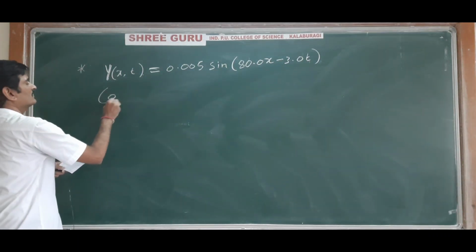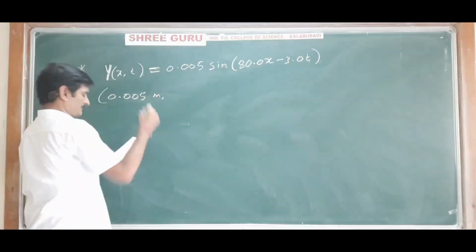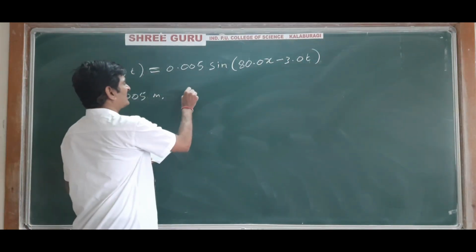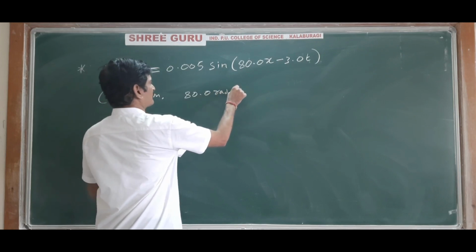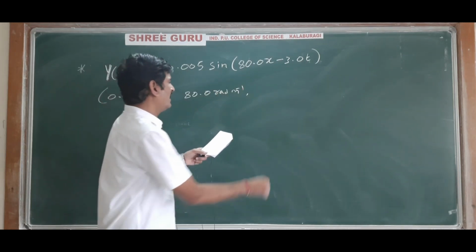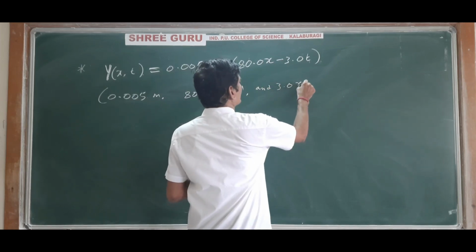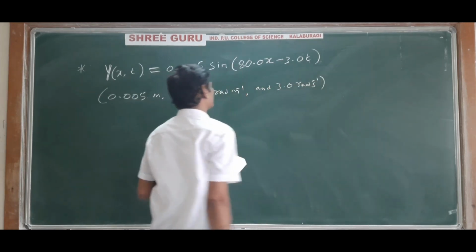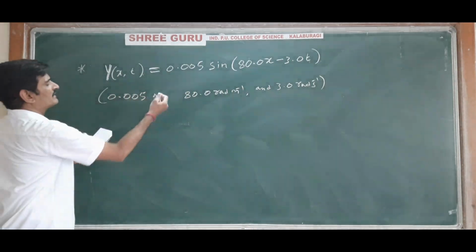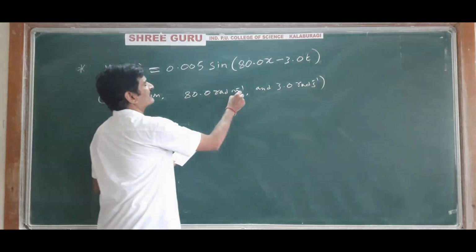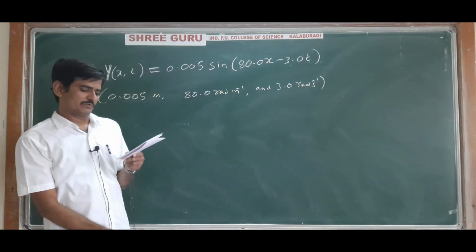Bracket number 0.005 meter, 80.0 radian per meter, and 3.0 radian per second. This is in bracket they are given. 0.005 is in meter, 80.0 is in radian per meter, and 3.0 is in radian per second. That is how they are told.